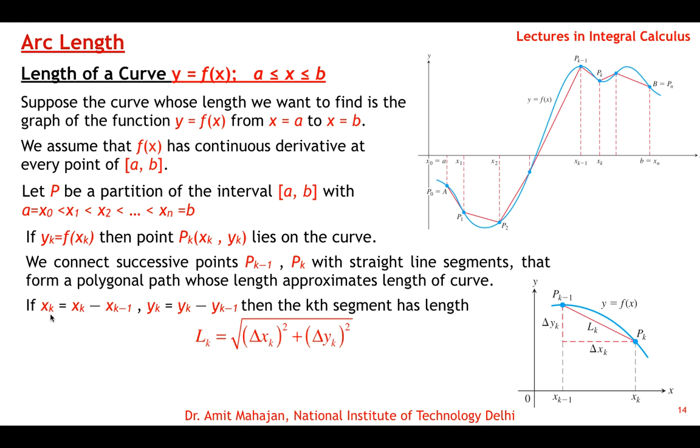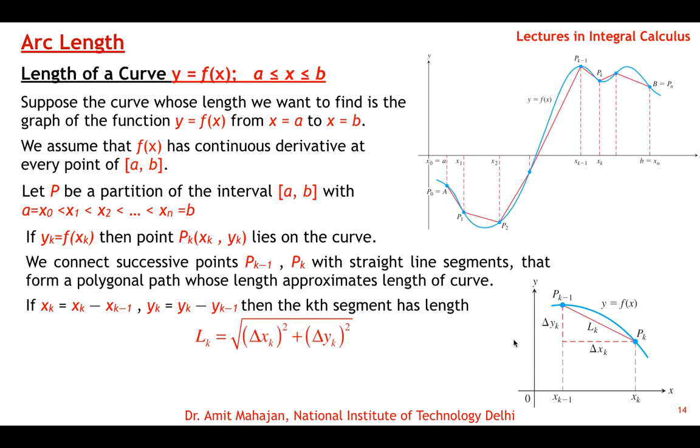Here, xk minus xk minus 1, which we know is delta xk, and yk minus yk minus 1, which is delta yk. The delta signs are missed here, so delta xk is this, and delta yk is this. Then the kth segment will have this length. If this is your delta x distance, and the corresponding points are Pk minus 1 and Pk, then this will be the line joining these 2 points. If this length is delta xk, and the corresponding length here is delta yk, then you can see a right angle triangle, and the length Lk will be the square root of delta x squared plus delta y squared. So we can write this.